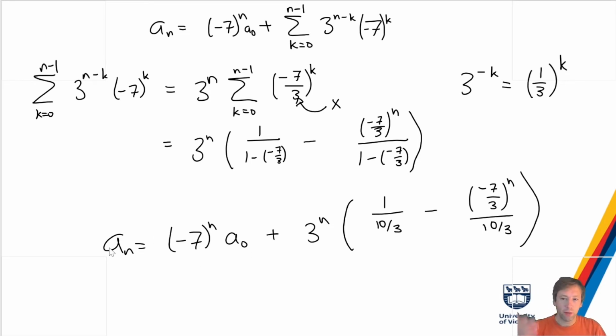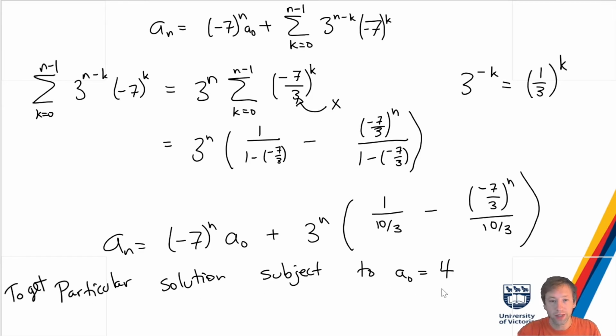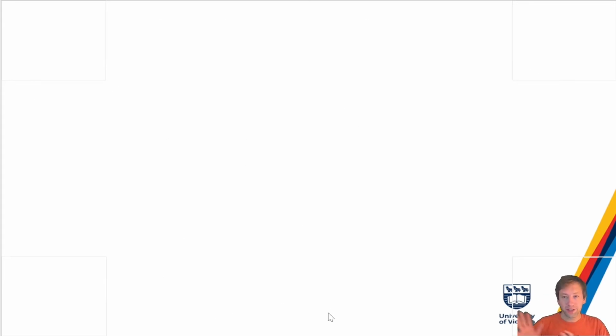And also, of course, if I wanted to find the particular solution, subject to the initial condition a0 equals, let's say, 4, well, that would just be what you get when you plug in a0 equals 4. So to get the particular solution with this initial condition, you just plug in a0 equals 4 and you're done. Okay, so that's just kind of a recap back to what we were doing in the previous video.